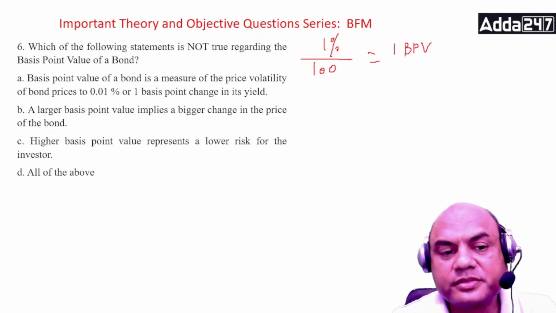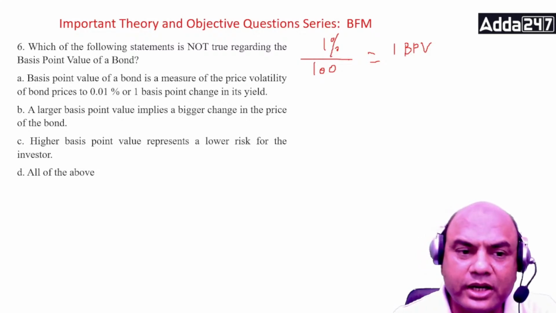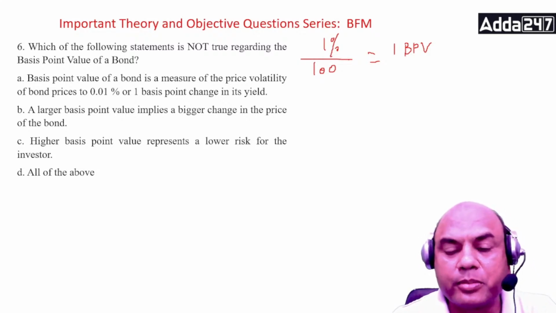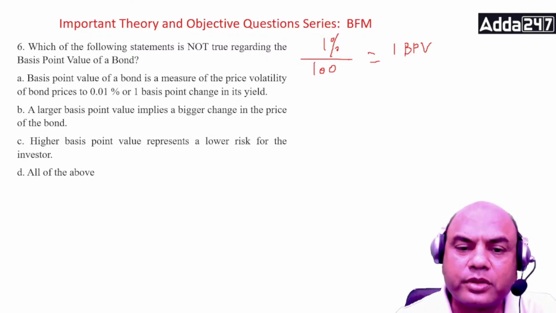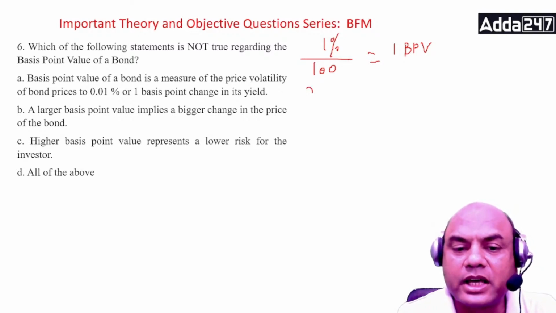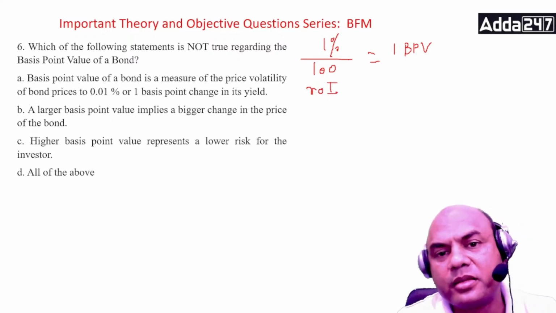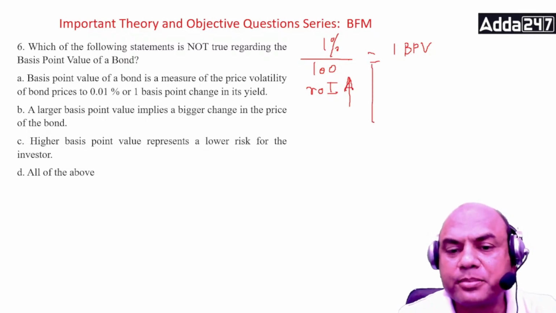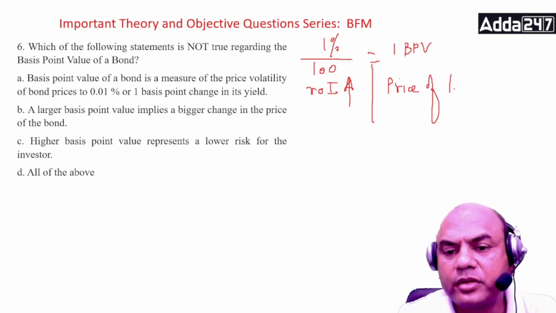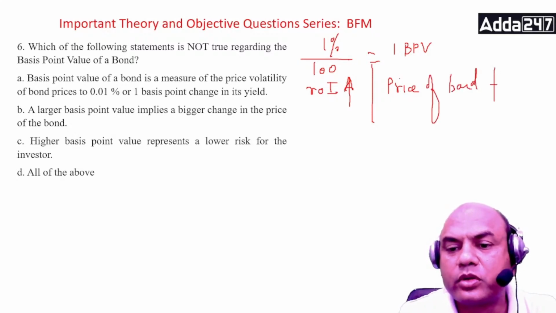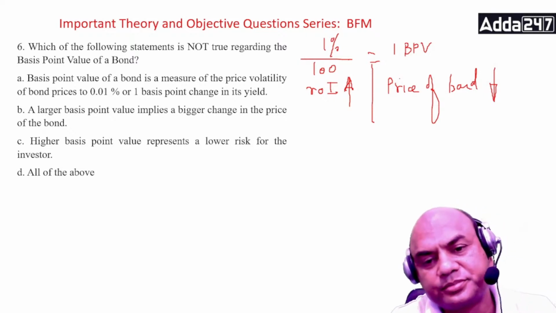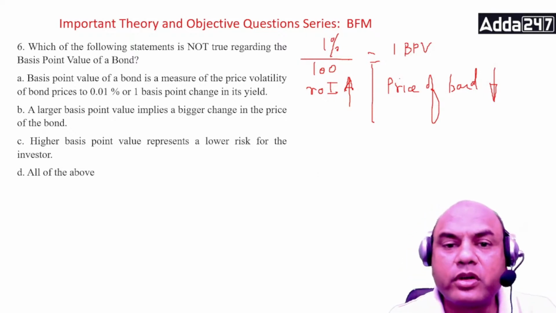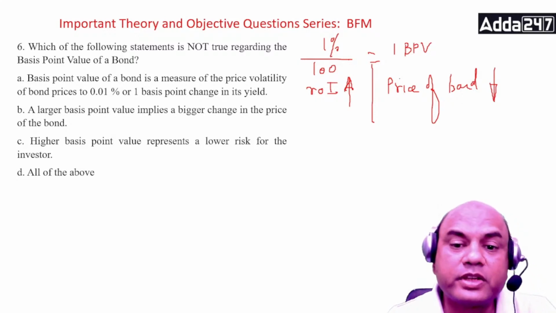What do you mean by this? In its yield means, look at this, the change in the price volatility of the bond prices. Here, always remember one basic rule. If the rate of interest, ROI, let it be in BPV or in percent, goes up, then the price of the bond will go down. Always remember this basic rule: ROI goes up, price of the bond will always go down. They are always inversely proportional.